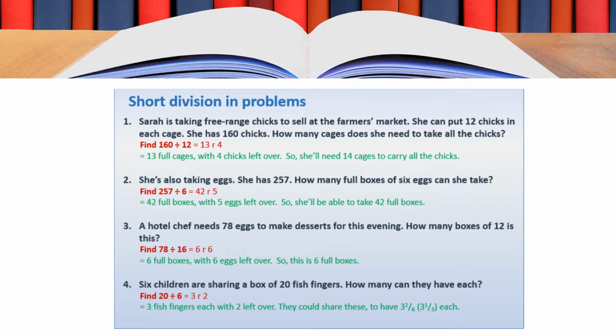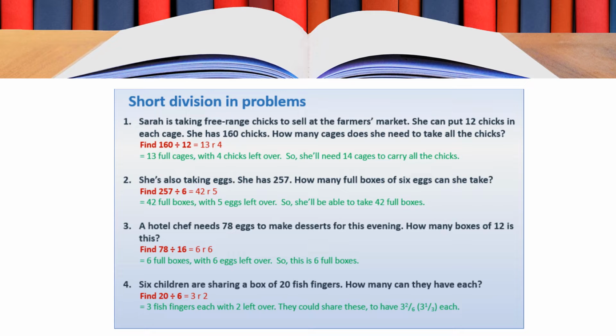So number 1, Sarah is taking free-range chicks to sell at the farmer's market. She can put 12 chicks in each cage. She has 160 chicks. How many cages does she need to take all the chicks? So we're going to take all the chicks. You get your chicks, 160, if you look at the red part, 160.